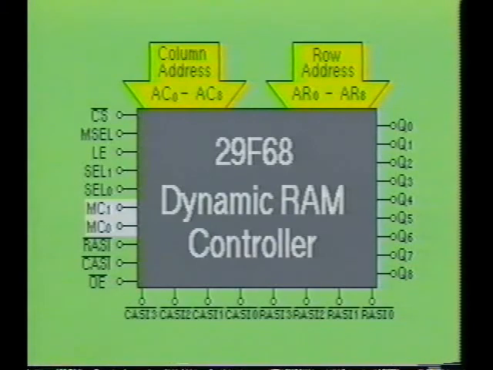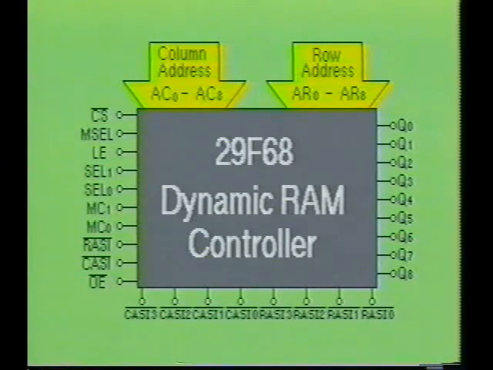Inputs MC0 and MC1 are the memory cycle inputs. These inputs are used to control the operating mode of the IC. The next input is labeled NOT RASI, which is the row address strobe input. And NOT CASI is the column address strobe input. Pin NOT OE is the output enable. The pins labeled CAS0 through CAS3 are column address strobe outputs, and the pins labeled RAS0 through RAS3 are row address strobe outputs.